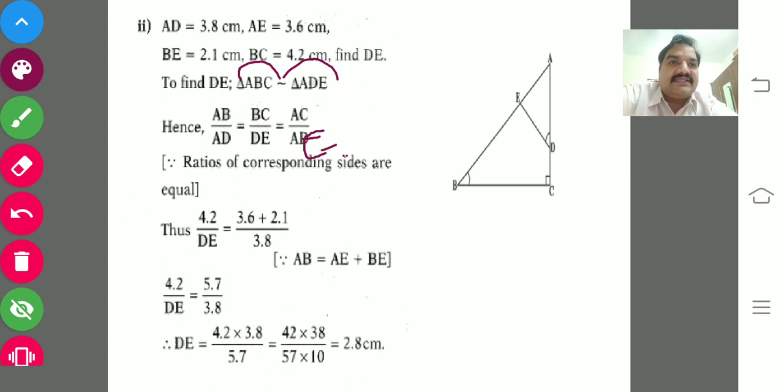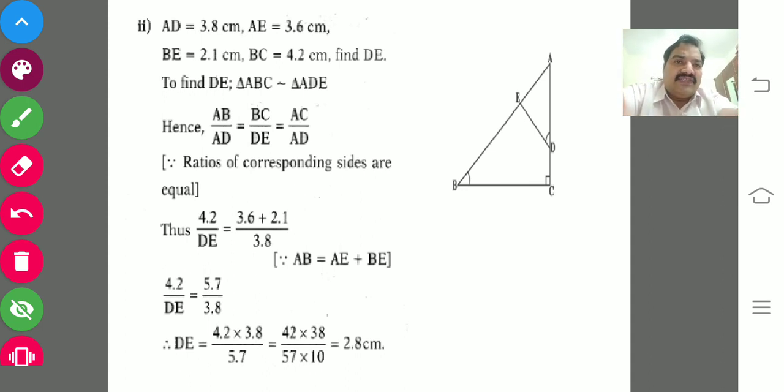Please, children, change it. AC by AE. It's a print mistake. Once again, AB by AD, and BC by DE, and the third one, AC by AE. The print has a mistake; you change it into AE. The ratios of corresponding sides are equal. You know that. Simply apply the values.